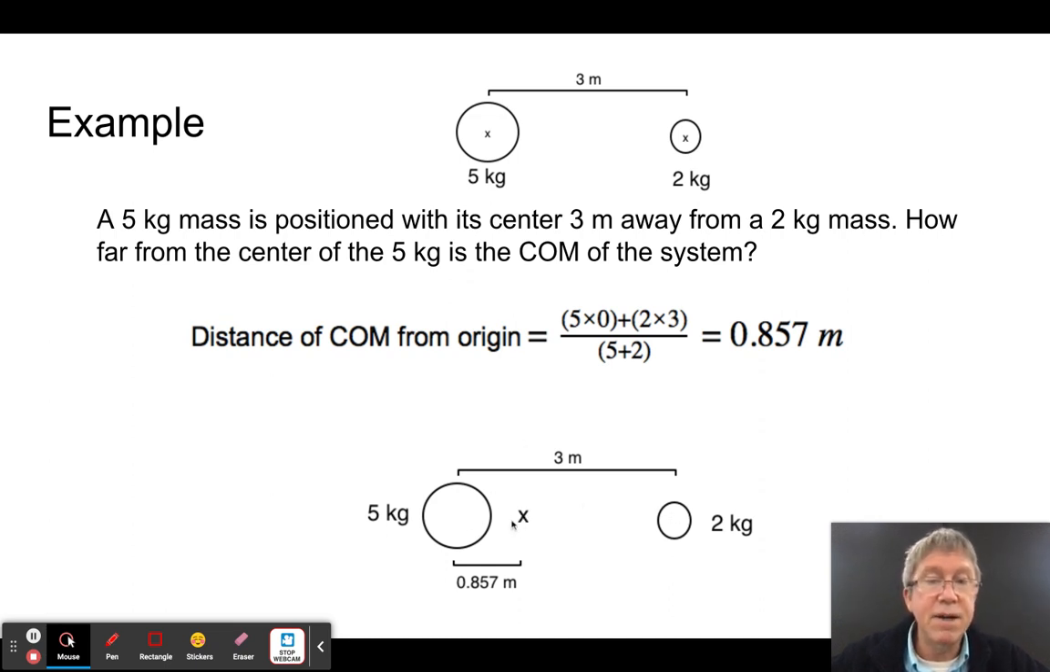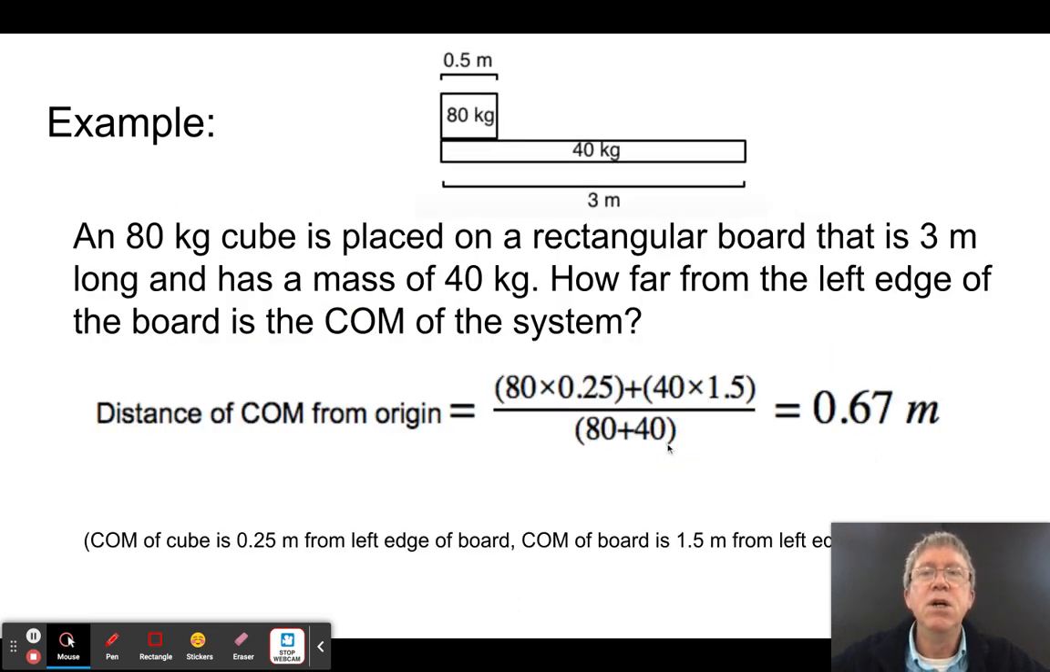If I was able to somehow hang this from a string, it would balance right here. We'll get to that in a later lesson. Okay, this is more of a typical thing that you would get on an AP test, and they do ask this question sometimes.